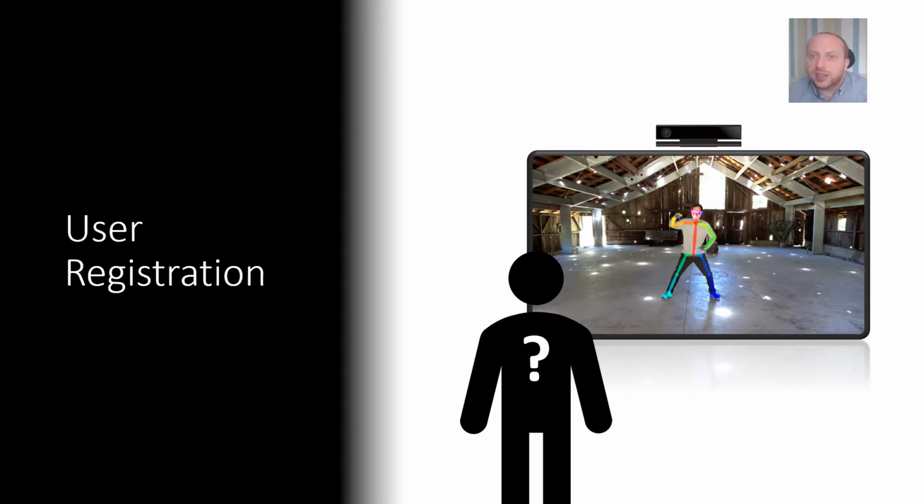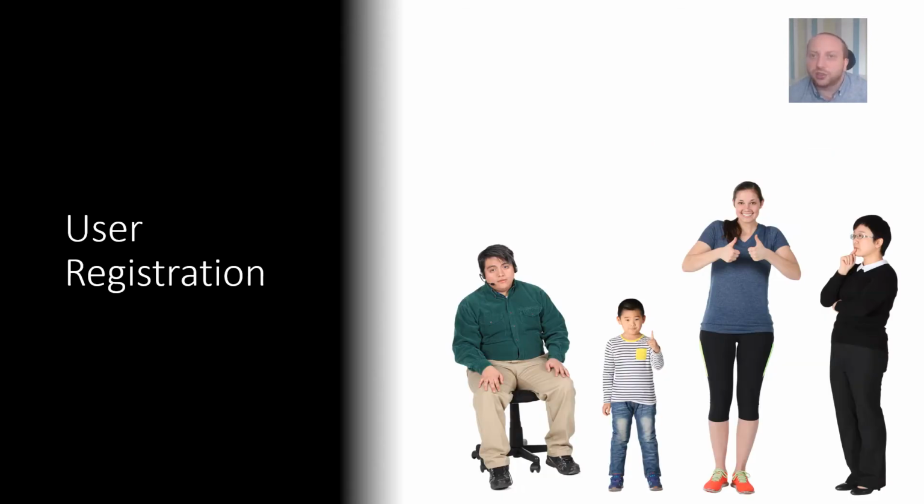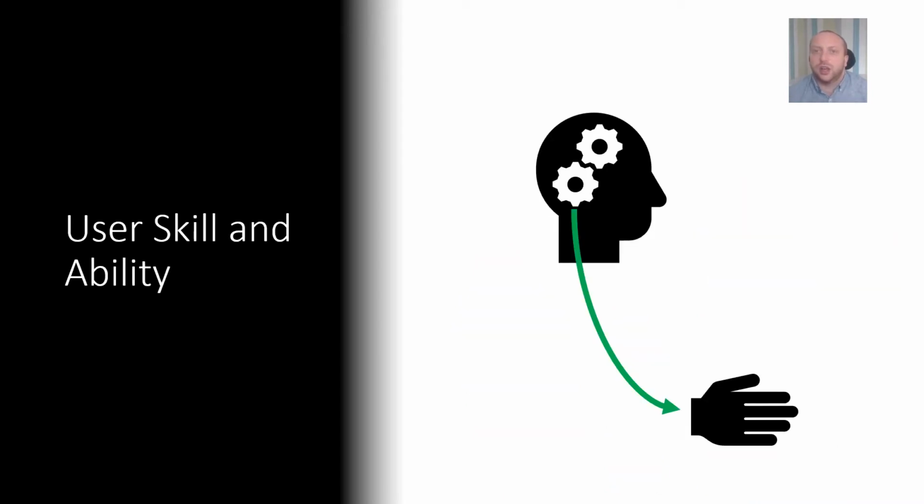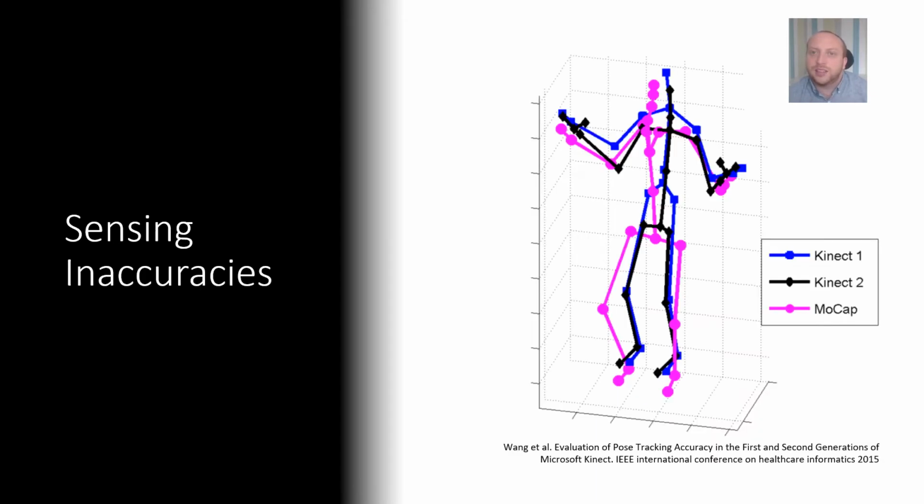We also need to take into account different users who may use the system, and this includes differences in camera perspectives between the input and recording devices, and the physiological variability between the user and the instructor. We also have to consider that a user's internal intentions may not be accurately reflected in their movements, and a user's ability to follow a movement is dependent on their sensory motor synchronization. This is exacerbated by sensing inaccuracies.